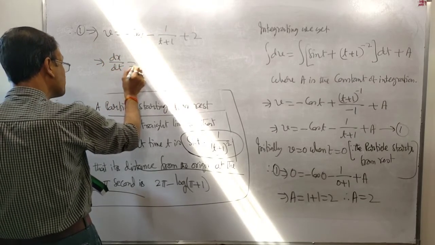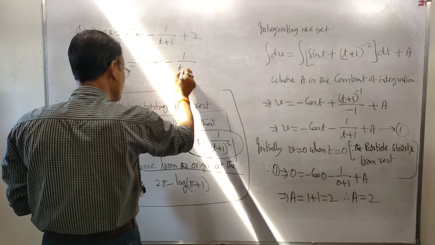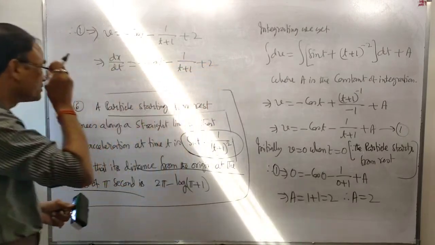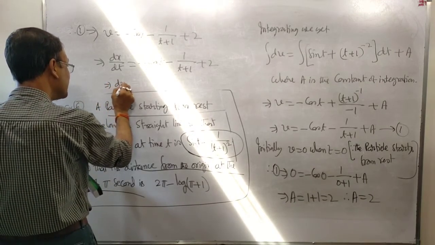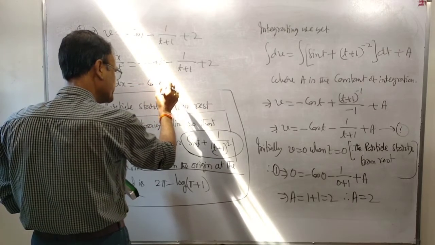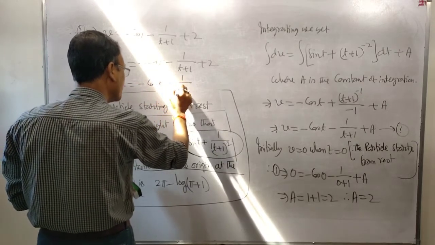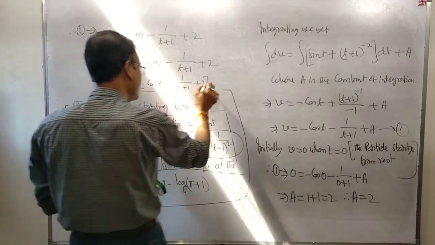This means dx by dt, the rate of change of displacement, is the velocity, minus cos t minus 1 by (t plus 1) plus 2. Rate of change of displacement. This means dx equal to minus cos t minus 1 by (t plus 1) plus 2, dt.